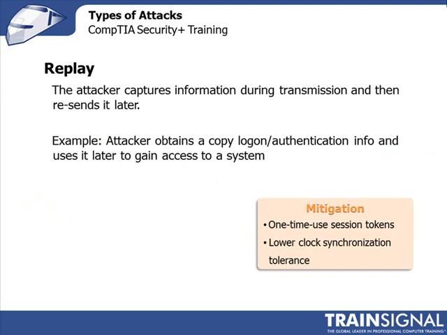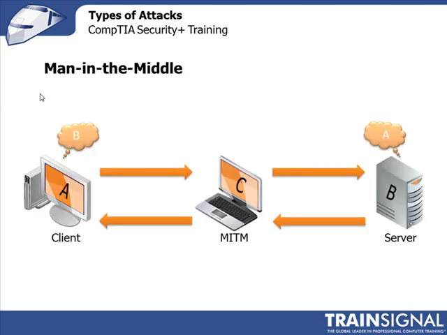Next is replay attacks. That's when an attacker captures information during transmission and then resends it later. So if we go back to our man in the middle example, A wants to start a session with B, tries to authenticate by sending its username and password. C, there's that man in the middle, grabs that username and password, saves a copy, but also sends it on to B so that they can start their session. A and B have their session and they never know that that username and password was grabbed.